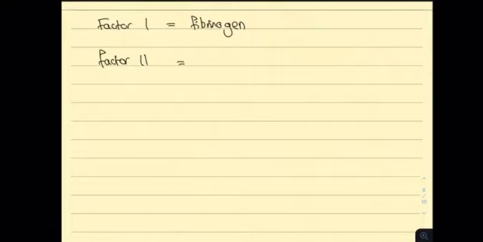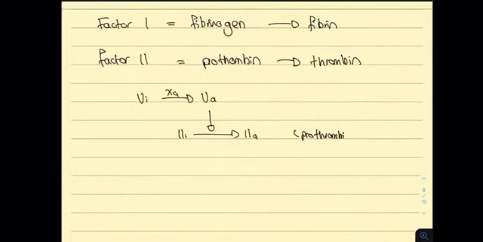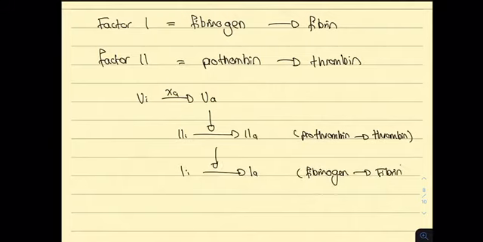Now each of these factors does have a name rather than just a number, but I wouldn't really bother learning or memorizing these names. The ones I would remember are factor 1, which is fibrinogen, and factor 2, which is prothrombin. In their activated forms, these are fibrin and thrombin, respectively. So here we have factor 5 cleaving prothrombin to form thrombin, and thrombin cleaving fibrinogen to form fibrin.